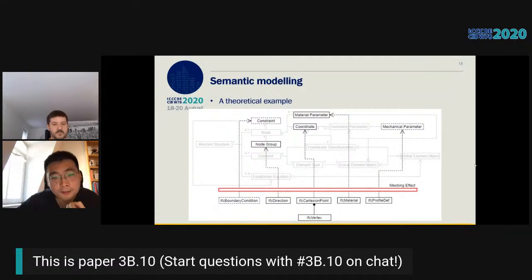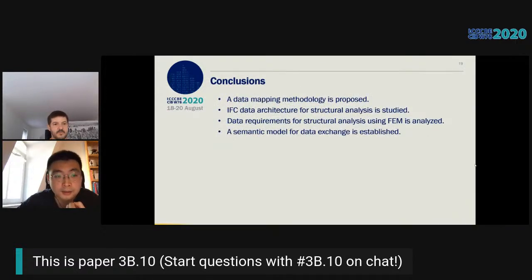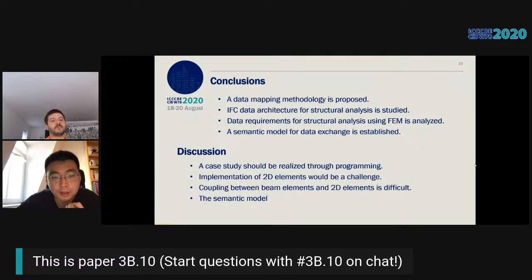The mapping possibility from the IFC model is also investigated. We proposed a data mapping methodology, studied both IFC data and the architecture and the data requirements of structural analysis using FEM. Based on the analysis result, a semantic model was established. In the future, the case study should be completed through programming and in an automatic way, and the 2D building elements should be a more complicated issue that needs to be intensively studied and solved. Accordingly, the semantic model should also be further enriched.